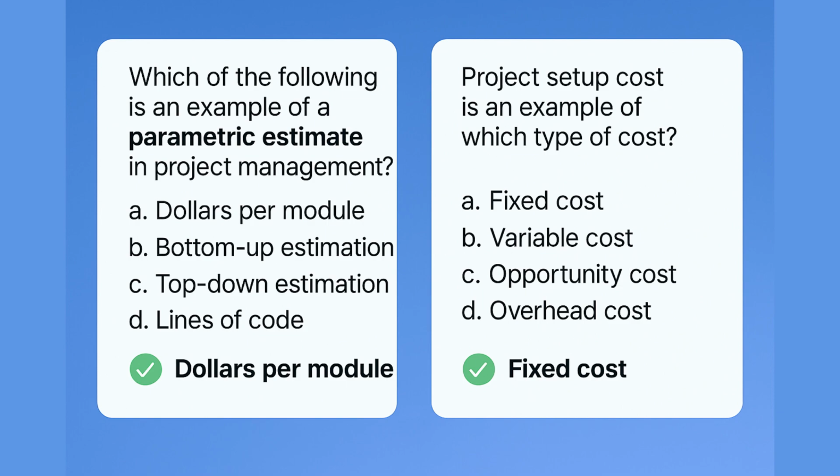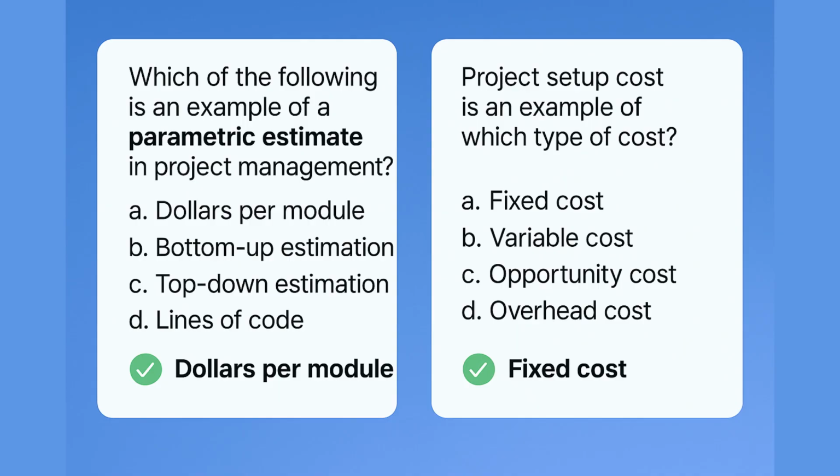Parametric estimation uses a quantifiable relationship between historical data and project parameters. For example, if past data shows that one software module costs $5,000 to build and a new project has 10 modules, you can quickly estimate a total of $50,000. That is dollars per module. A mathematical data-driven approach, efficient and scalable.